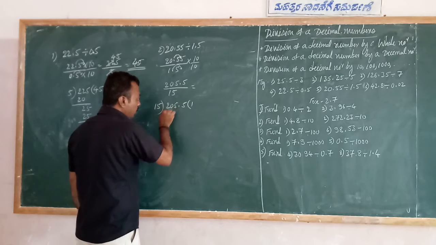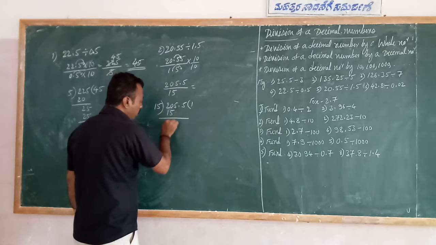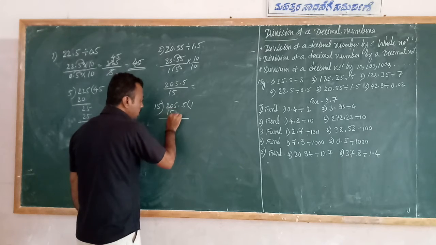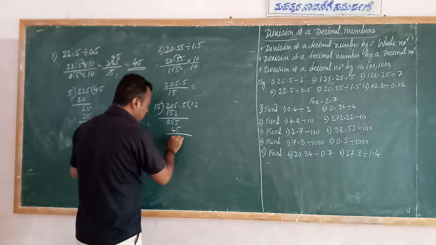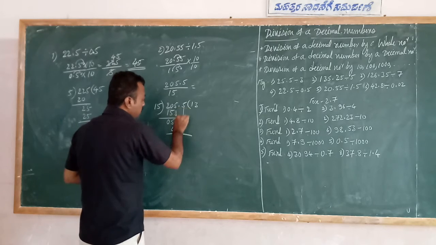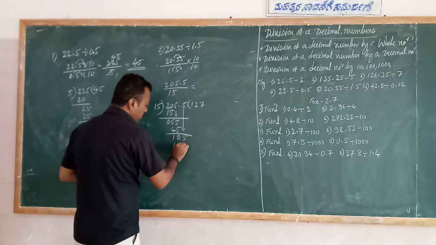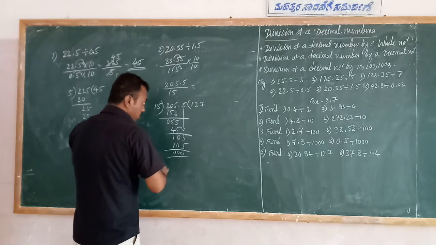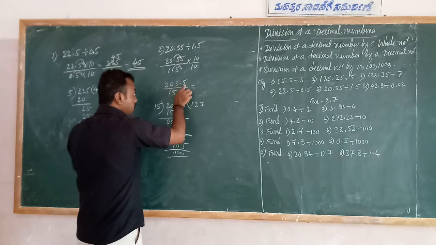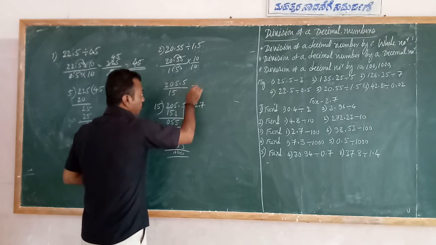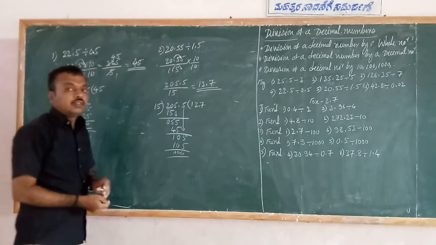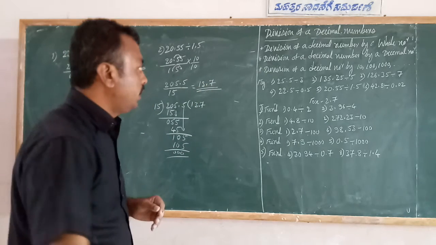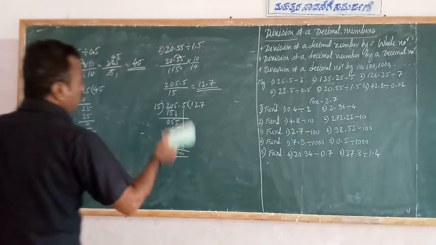So 15 ones are 15. Now 5 here, 0. Next digit is 5, so 55. 15 threes are 45. So remaining is 10, it becomes. Next digit is 5, so 105. 15 sevens are 105. It becomes 0. So point after how many digits are there? One digit is there. That's why one digit you have to leave the point. So 13.7 is the final answer. Are you understood? So like this you have to divide a decimal number by a decimal number.